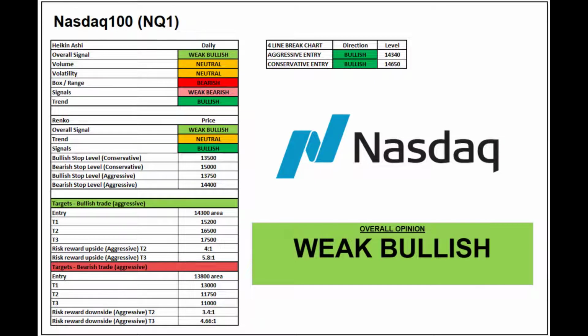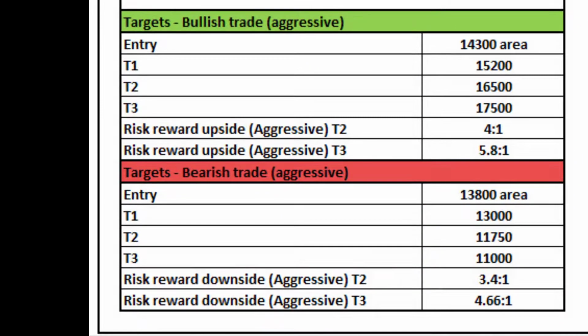Then I'm going weak bullish. In the top right, a couple of long entry numbers for you. The Heikin Ashi chart is still pretty much a mixed bag, but like I said, moving in the right direction. The Renko, the shorter term chart, is looking a bit more bullish, but again heading in the right direction. Now in terms of targets, some good numbers there for you, with a tight stop for the bullish aggressive trades.